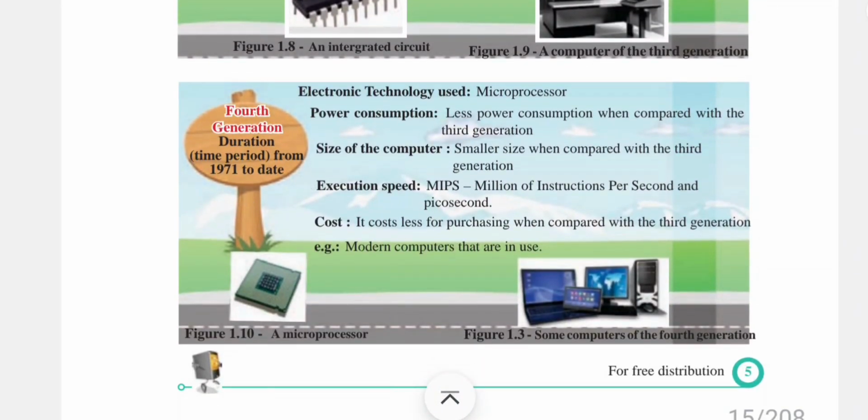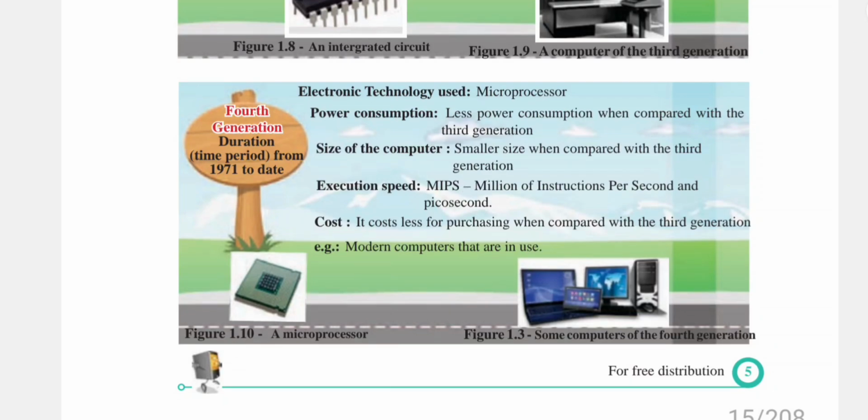Fourth generation computers. Finally, we have the fourth generation, which started from 1971 and continues to today. These computers use microprocessors. A microprocessor means the entire CPU is placed on a single chip. Because of this, power consumption became very low. Computers became very small, like laptops and smartphones. Speed became extremely fast. Speed is measured in millions of instructions per second.